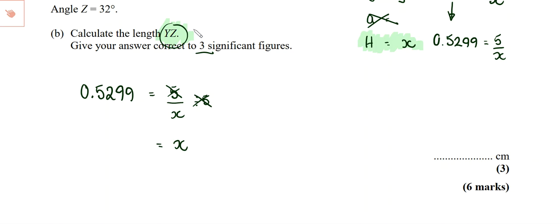Dividing by 5 would get rid of a times by 5. But we don't have that. What we actually have is a divide by x. And that's a problem to work with, but if I do times by x, I get rid of it, but what happens on this side? I have to times by x. Now I'm in a different situation, which I'm going to write: x times 0.5299 is equal to 5. Now what would you do?